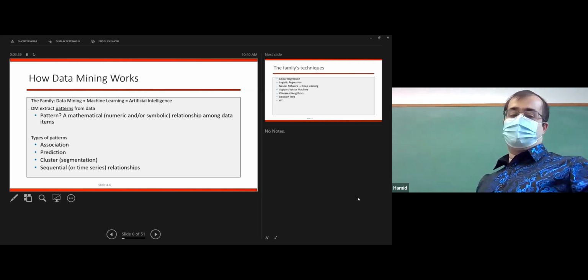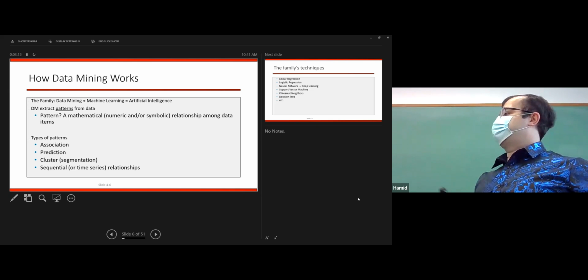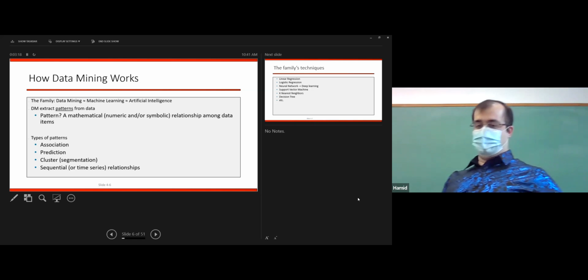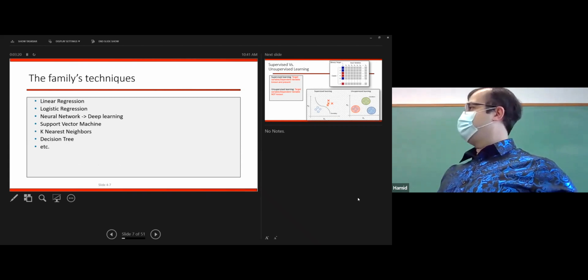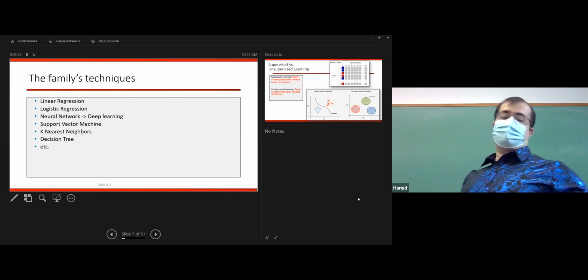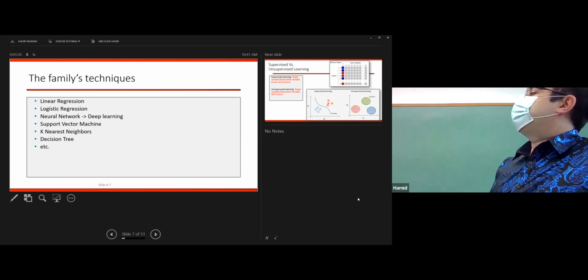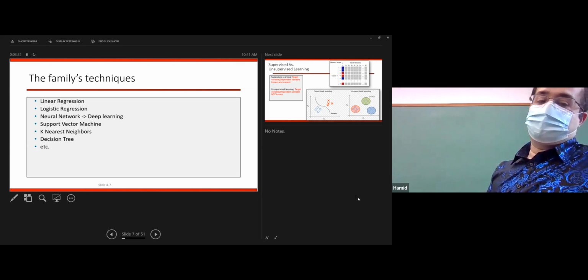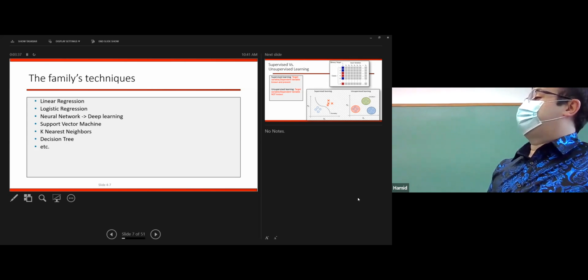So this is the general process. The patterns of information that they report are either association, prediction, cluster, or some sequential or series-based outcomes. So these are some general algorithms that we even work with some of them. Linear regression, logistic regression, neural network, support vector, k-nearest neighbors, and decision trees are among them, but there is much more than this.